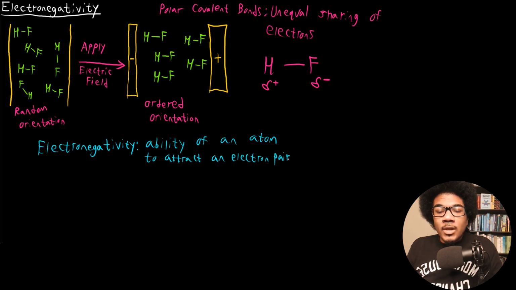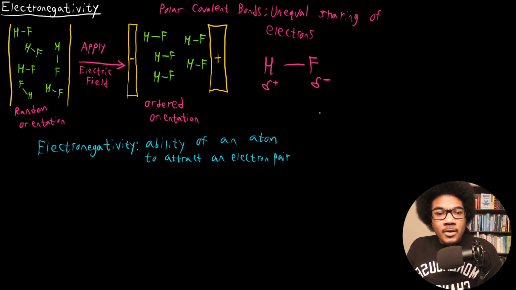Now, this is related to the ionization energy, but it is actually a different concept. So the ionization energy is the ability for a single atom to gain a single electron. The electronegativity is going to be the ability for that atom to attract an electron pair when it's involved in a covalent bond. So related properties, but not exactly the same thing. All right, so how do we actually quantify this? How do we actually put a number to this concept of electronegativity?